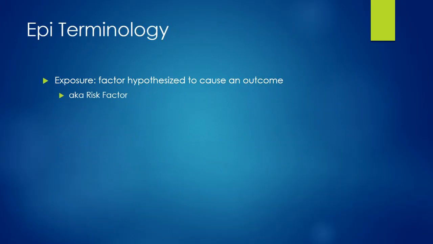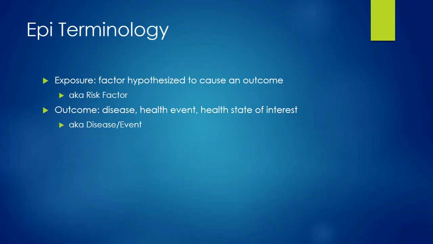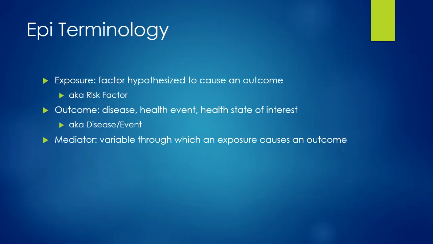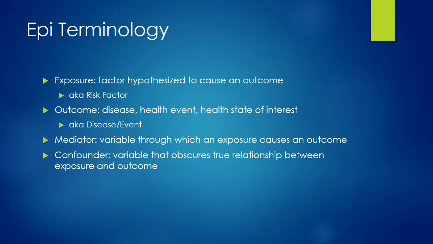A little bit more terminology before we jump in. First is exposure and outcome. So usually we are talking about whether an exposure or a risk factor causes an outcome, which could be a disease, a health event, or some other health-related state of interest. A mediator is a variable through which the exposure causes the outcome. And a confounder, as we've discussed before, is a variable that obscures that relationship that we're interested in. So it's something that influences both the exposure and outcome and could result in bias in our estimates if we don't account for it.